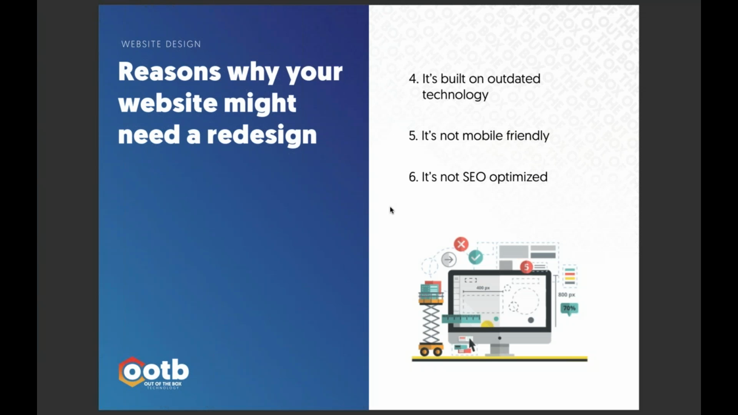Number five, it's not mobile friendly. This is a pretty big thing in 2019, and it's not really excusable anymore. Everyone has a smartphone. There are so many smartphone users out there. Your website needs to be able to be used on a mobile phone. If your website does not scale down to a mobile phone by now, it's definitely time to redesign. Because number six, it's not SEO optimized. That correlates with number five, because Google will dock your website in search engine results if it's not mobile friendly. So that's definitely something to think about.